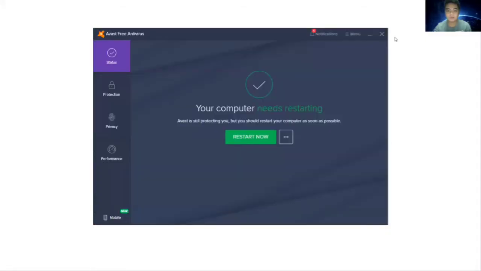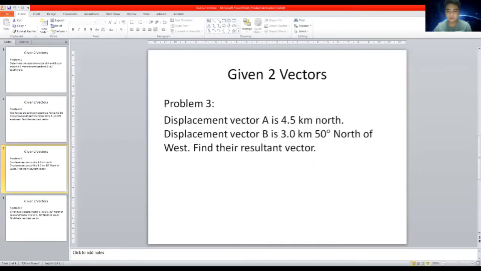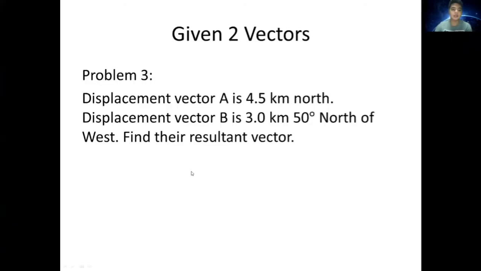Let us read again problem number 3. Displacement vector A is 4.5 km north or northward. Displacement vector B is 3 km 50 degrees north of west. Find their resultant vector. That's the question, right, guys? So in this case, let us solve the problem.